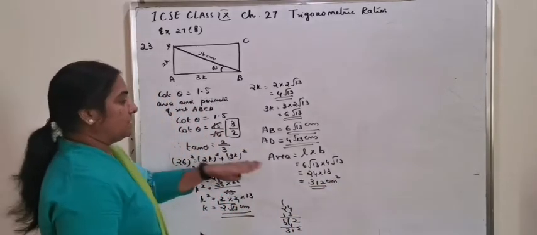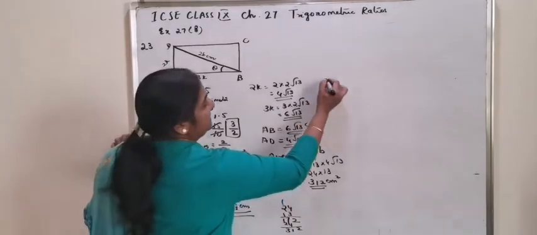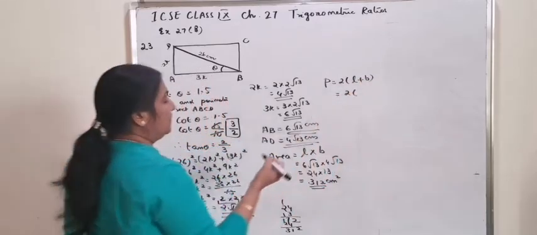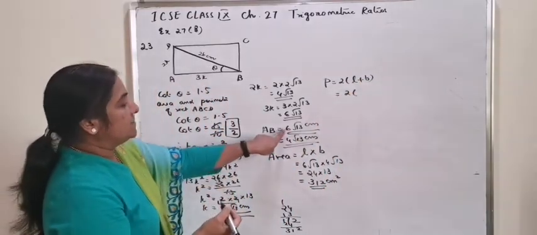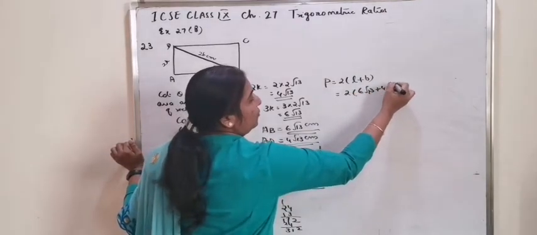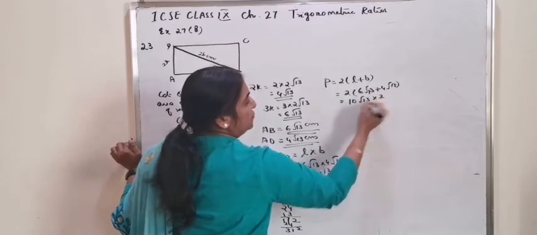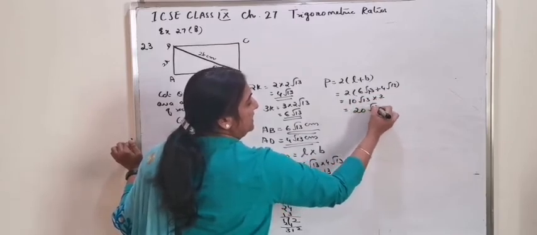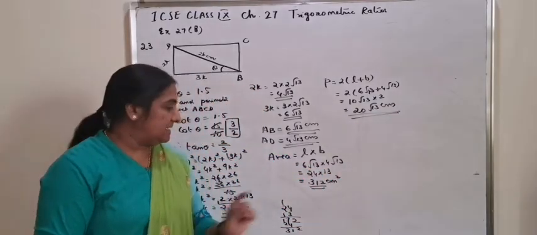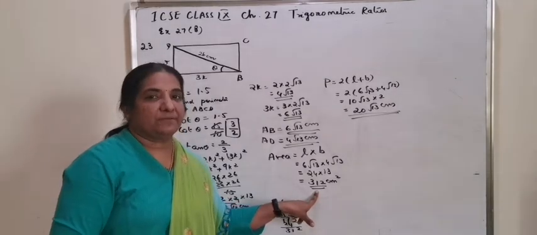And now what is the formula for perimeter? Perimeter is equal to 2 into length plus breadth. 2 into length value is 6 root 13 plus 4 root 13. It is 10 root 13 into 2, or it is 20 root 13 centimeter. Perimeter is 20 root 13 centimeter. Area is 312 centimeter square.